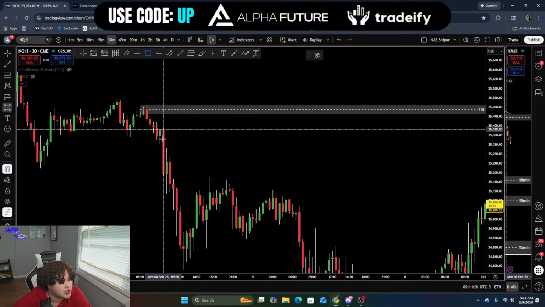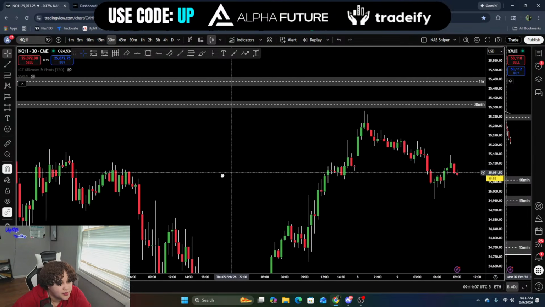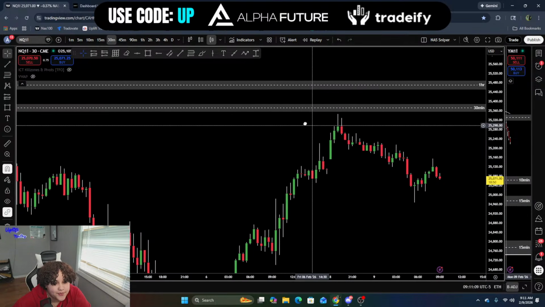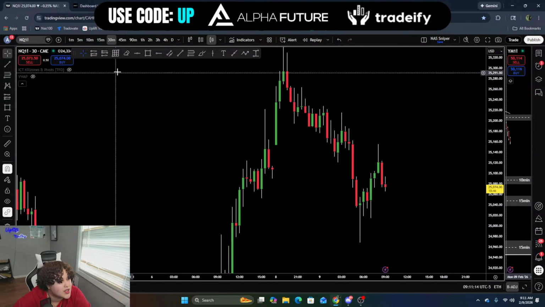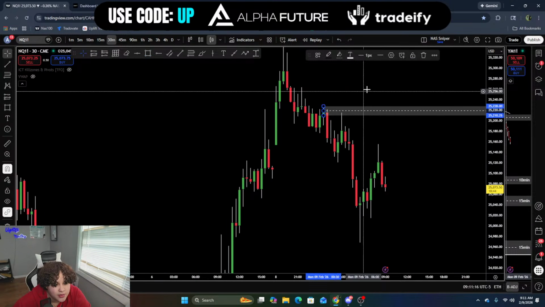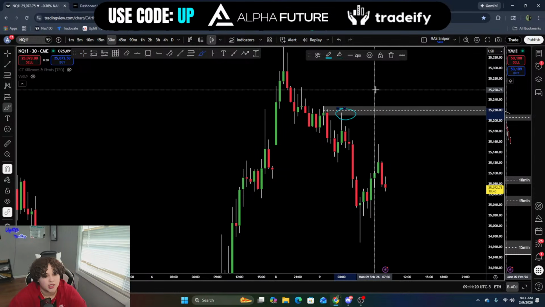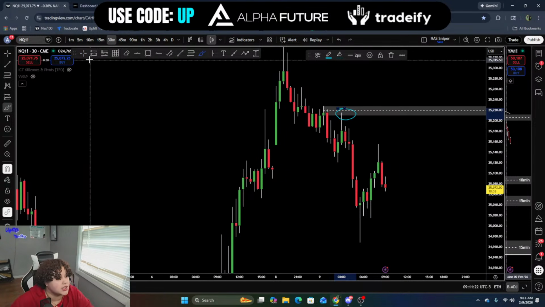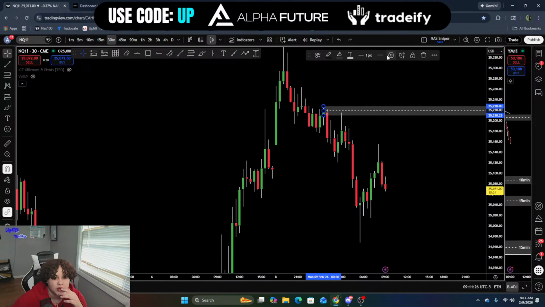This looks like a good 30-minute supply zone. Damn, this could be a 30-minute supply zone, especially since the market tapped into this area and we rejected the zone. So I do like this 30-minute zone, even though it is small.